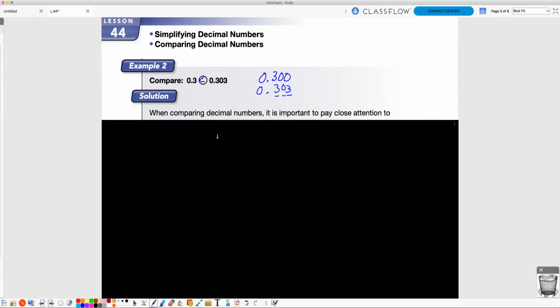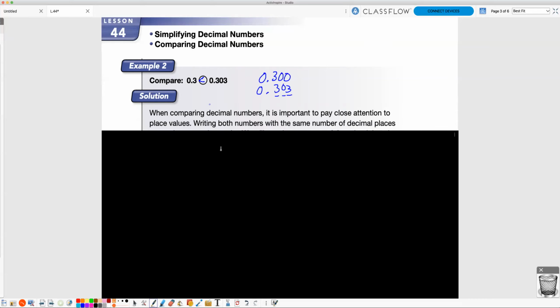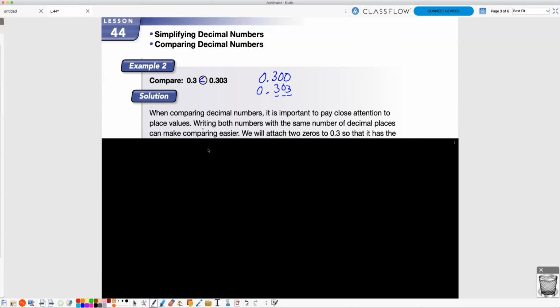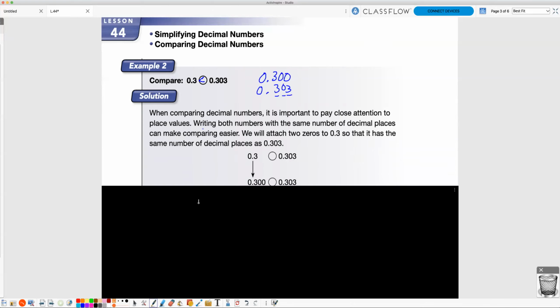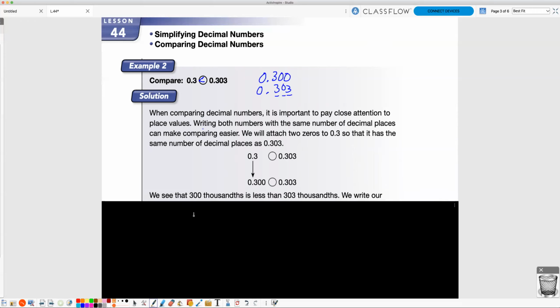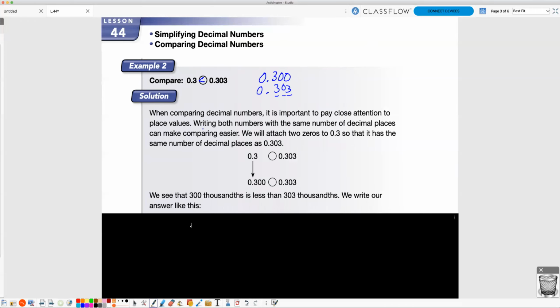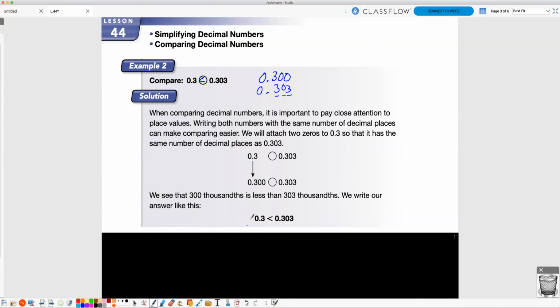When comparing decimal numbers, it's important to pay close attention to the place values. Writing both numbers with the same number of decimal places can make comparing easier. We will attach 2 zeros to 3/10, so it has the same number of decimal places as 303 thousandths. And then you can notice that it's 300 compared to 303. 300 thousandths is less than 303 thousandths, so we would write your answer as 3/10 is less than 303 thousandths.